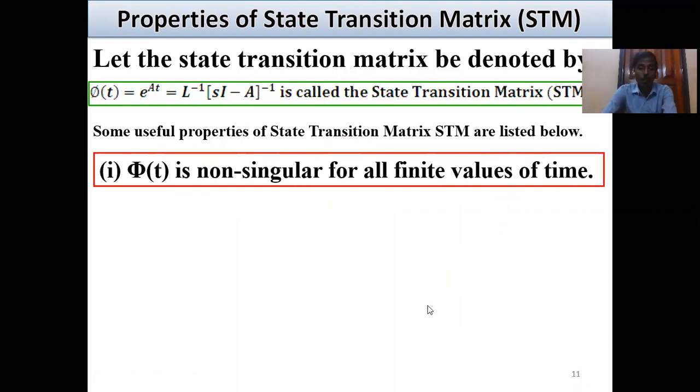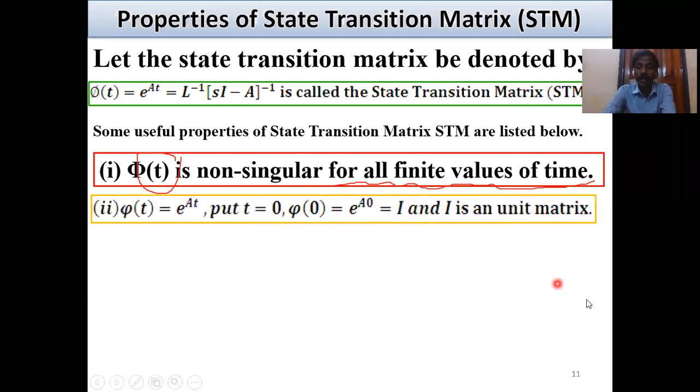What are the properties? Property number 1: Phi of t is non-singular for all finite values of time.